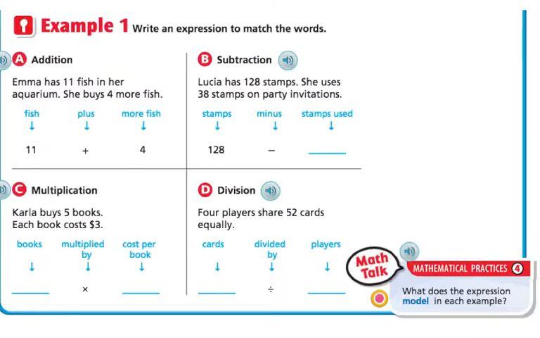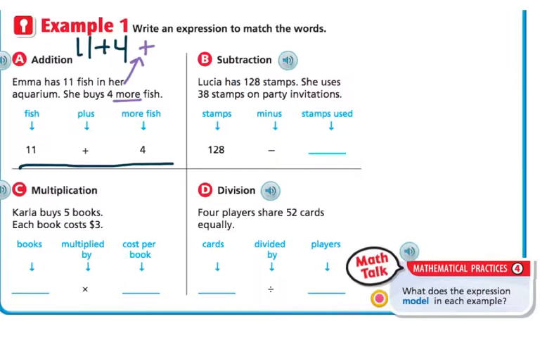Next, we're going to go on to example 1. Write an expression to match the words. So we have addition, subtraction, multiplication, and division. So it says Emma has 11 fish in her aquarium. She buys 4 more fish. Now when you hear that word more, that means that we're going to add to the quantity that she already has. So the numerical expression is the 11 she has plus 4 more. So this numerical expression would be 11 plus 4.